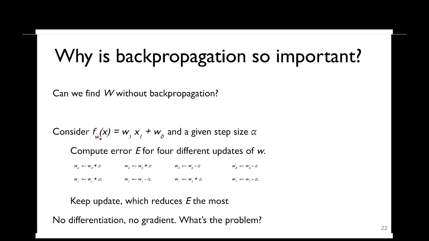So consider, for example, now this simple function f(w, x) is w1 times x1 plus w0, and we have a given step size alpha. Essentially, there are 4 possibilities in which we can change w. We can add alpha to both weights, we can deduct alpha from both weights, or we do a mixture, adding, deducting, adding, deducting. And we can simply compute all of these 4 possibilities, and then we keep the update that reduces E the most. If we would do this, there would be no differentiation, no gradients. However, there would be a problem.